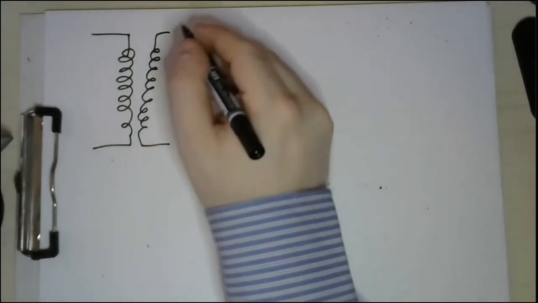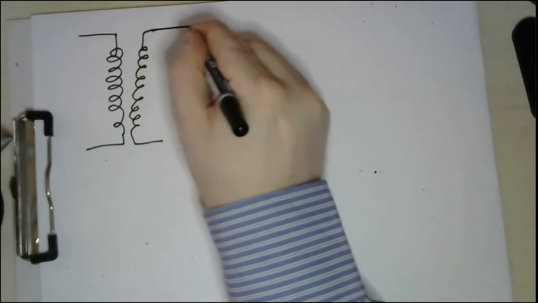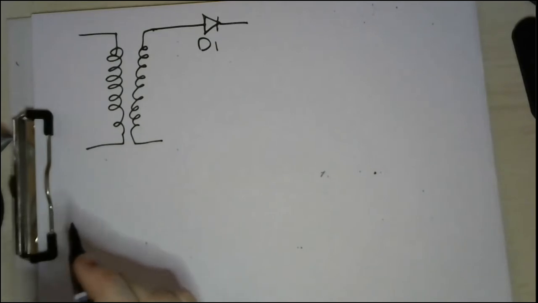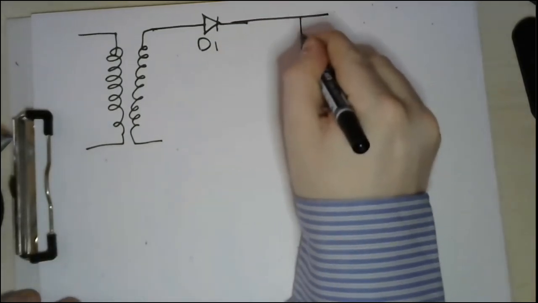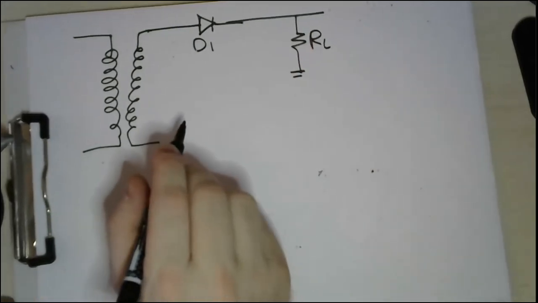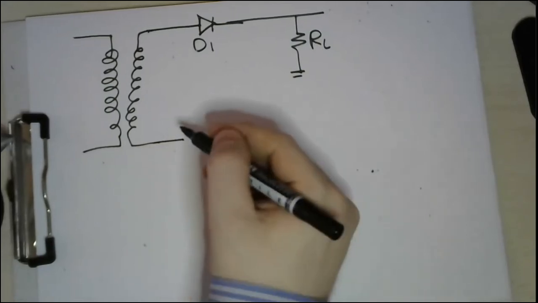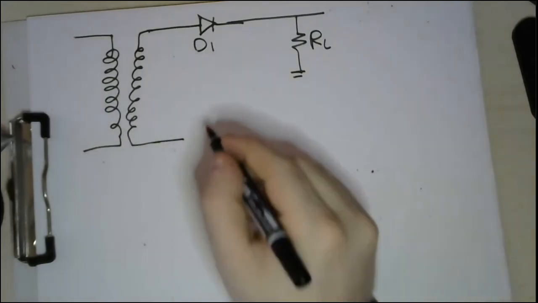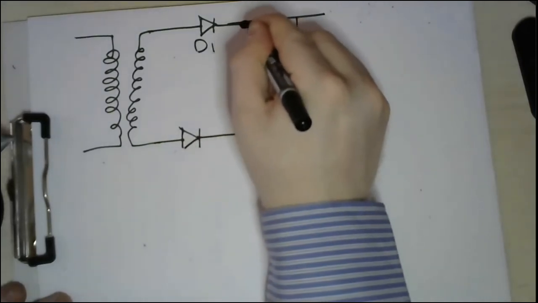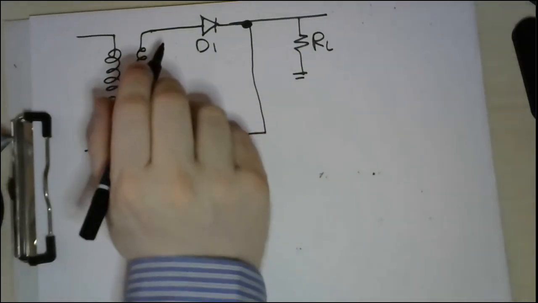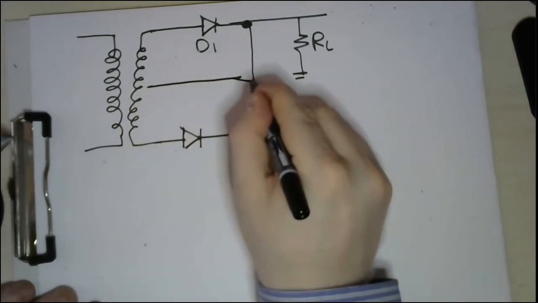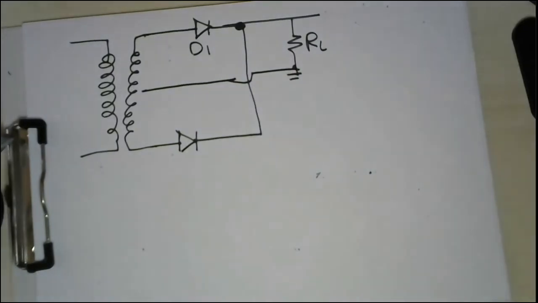We have this diode, which we call D1. Then this is connected to a load, which is RL. And we have also another diode here, but in a reverse direction. Sorry, in a reverse polarity. And it's connected like this. And we have a ground terminal here, which is connected like this.